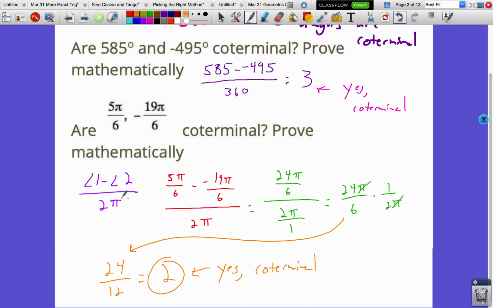All right, so to recap, take the difference, divide by either 360 degrees or 2 pi radians. If you get an integer, they are coterminal. If you get a decimal, even if it's like 3.5, they're not coterminal.